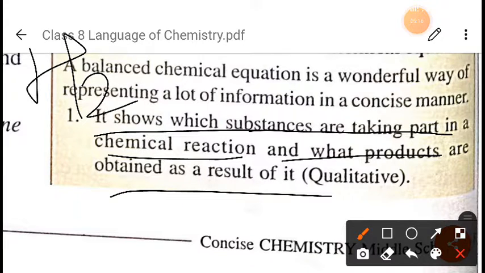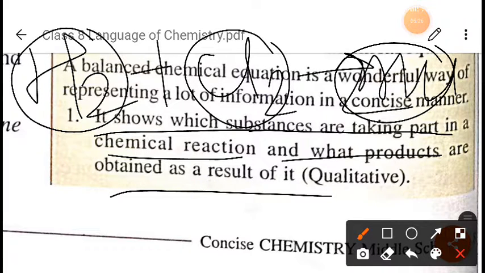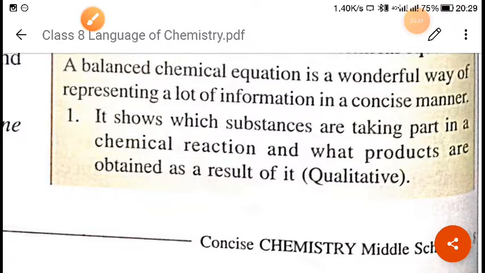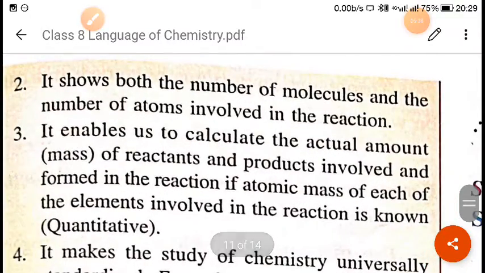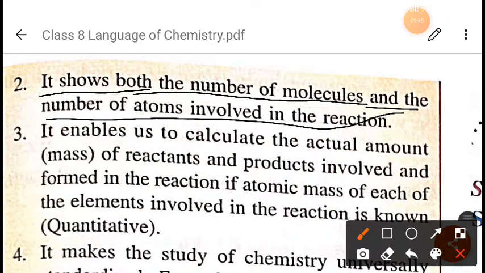Just for example, you have seen H2 plus Cl2 will give what? HCl, right? So from this chemical reaction we can easily understand that in HCl there is hydrogen and chlorine. Now, next thing we can say, it shows the number of molecules and the number of atoms involved in the reaction. It shows both the number of molecules and the number of atoms involved in the chemical reaction.